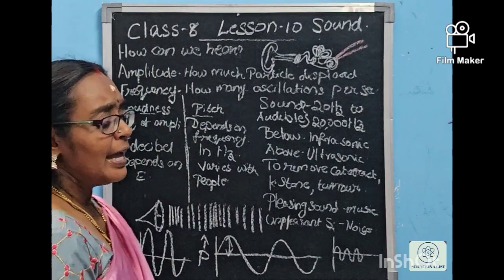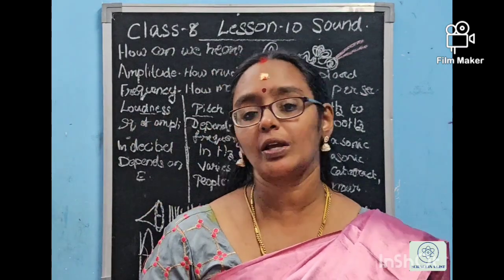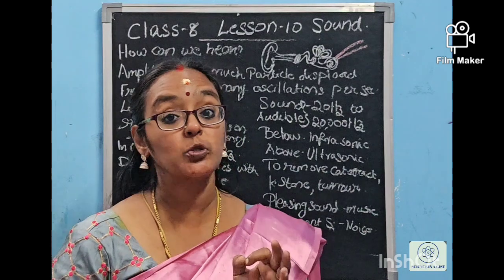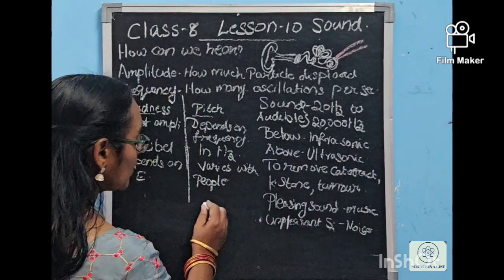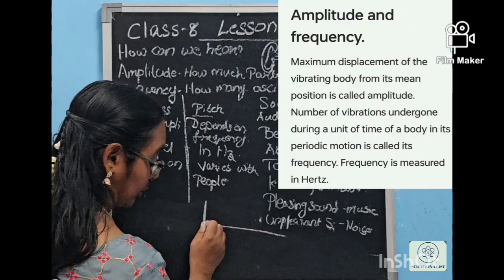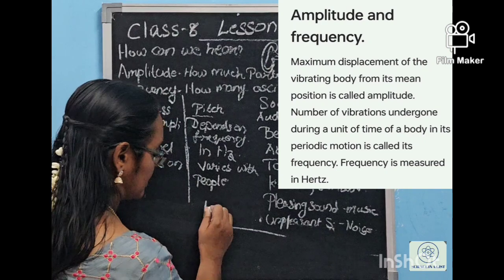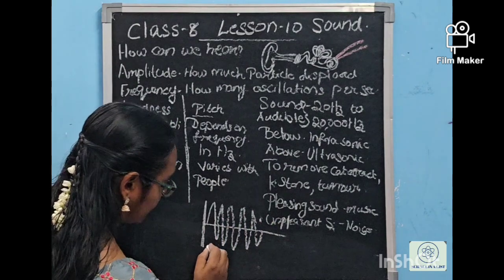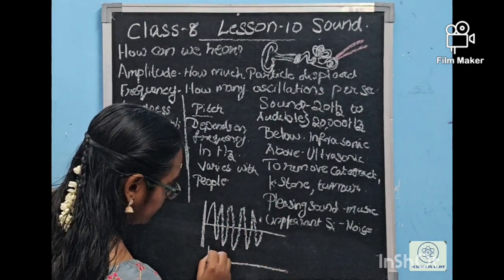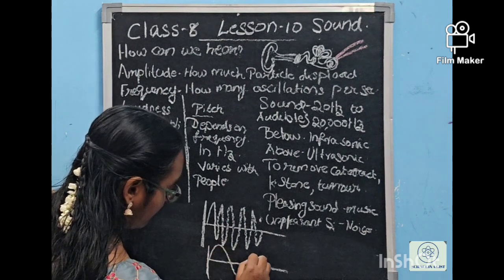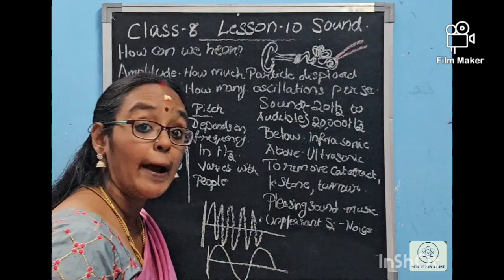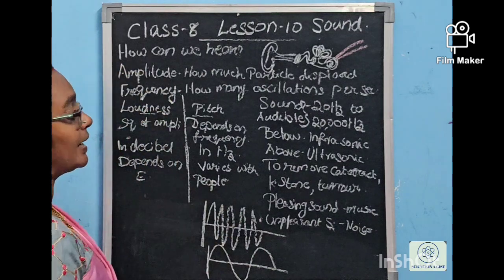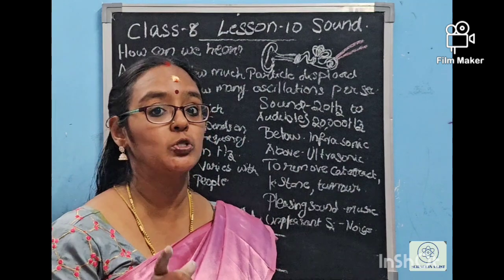Now, there is yet another term, that is frequency. What is frequency? Frequency says how many oscillations are produced per second. For high frequency, it will be like this. For low frequency, it will be like this. Even though the amplitude is the same, the frequency may change. So what is the frequency saying? How many oscillations are produced per second.